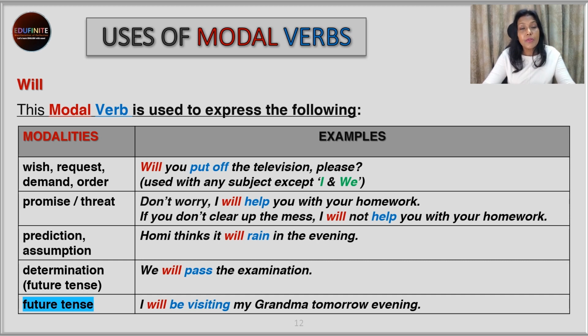Okay, next. Predictions or assumptions. Homi thinks it will rain in the evening. Sometimes we do that. We look into the sky and then see it's cloudy, it's very dark. We predict or we assume that it might rain.